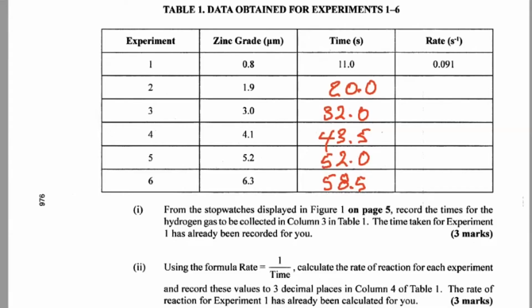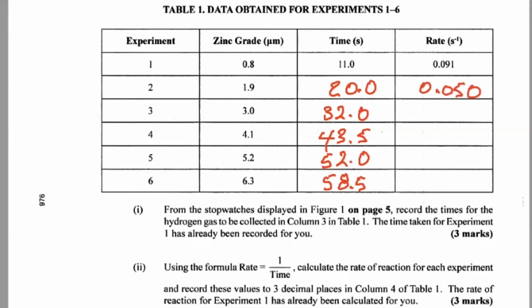Part 2, using the formula rate is equal to 1 over time, calculate the rate of reaction for each experiment and record these values to 3 decimal places in column 4 of table 1. The rate of reaction for experiment 1 has already been calculated for you. So we're just going to say 1 divided by whatever the time is. So in experiment 2, it's 1 divided by 20, which will give us 0.050. I said 3 decimal places.